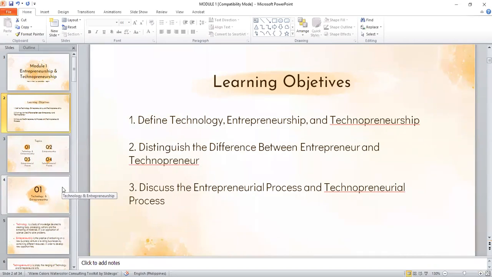As for our learning objectives for this first module, since it's introductory in nature, you should be able to define technology, entrepreneurship, and technopreneurship. Then as students, you should be able to distinguish the difference between an entrepreneur and a technopreneur. Then the last is you are to discuss the difference between the entrepreneurial and technopreneurial processes. So these would be our simple learning objectives for this first module.